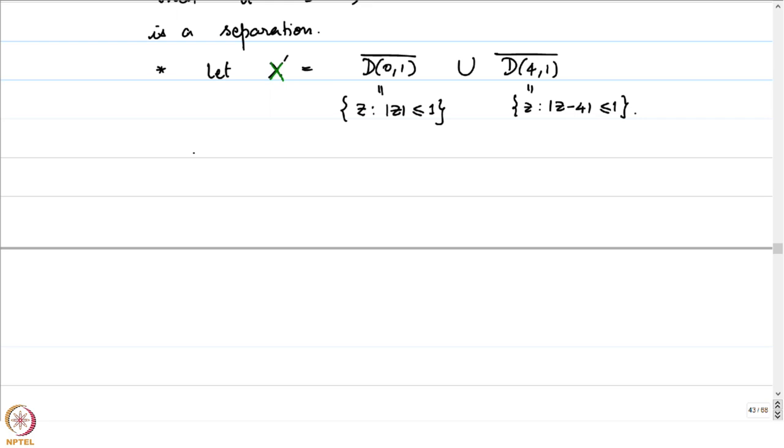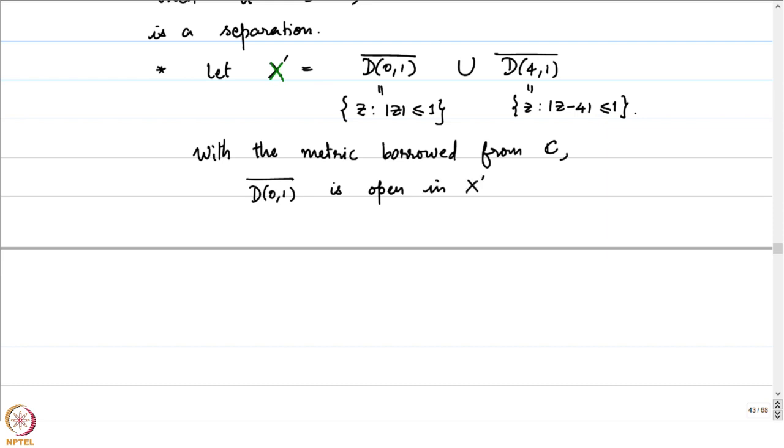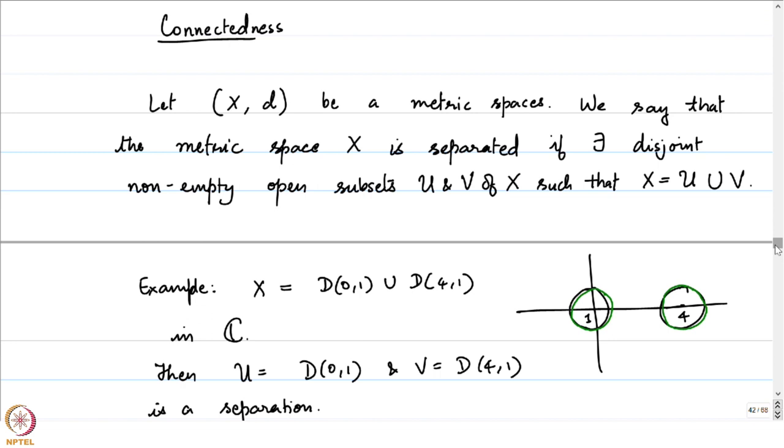And you should sit down and check that with the metric borrowed from C, D(0,1) bar is open in X prime, and D(4,1) bar is open in X prime. So these are not open sets in C, but these are open sets in X prime in the subspace topology. And further, this is a separation of X prime. So both X and X prime are examples here of metric spaces which are not connected.